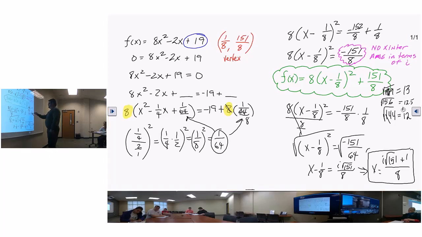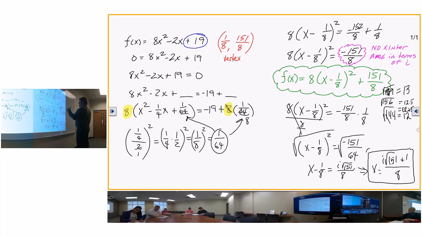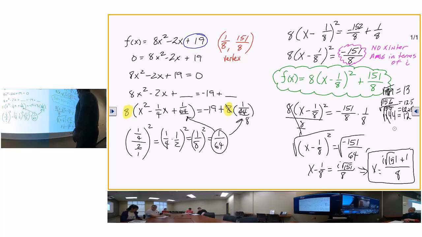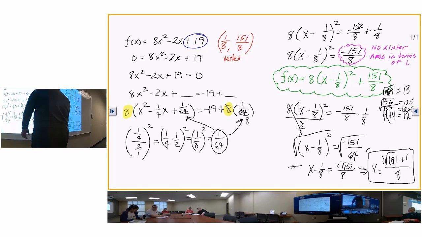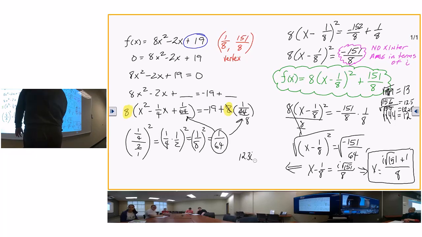This is 12.25. And 144 to 156 is 12, and half of 12 is 6, so 150 is 12.25. We want 151, so I'm going to say it's 12.3. Somebody check me. 12.29, yep. And that's going to be 12.3i plus 1 over 8.